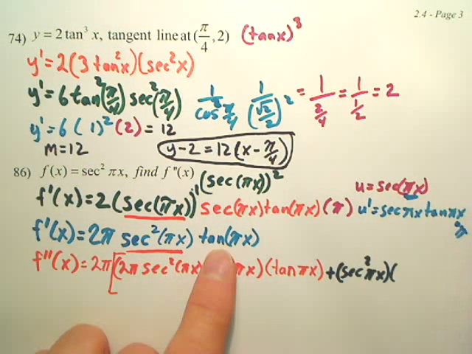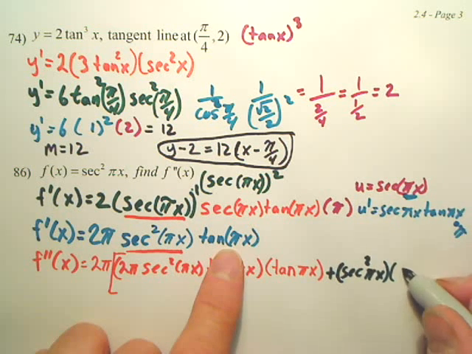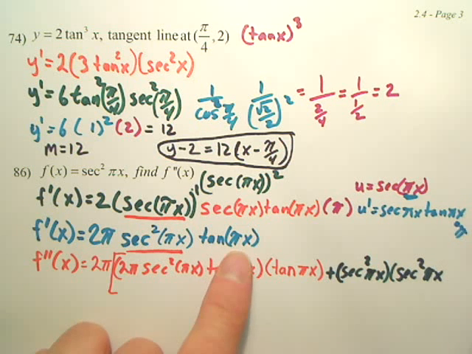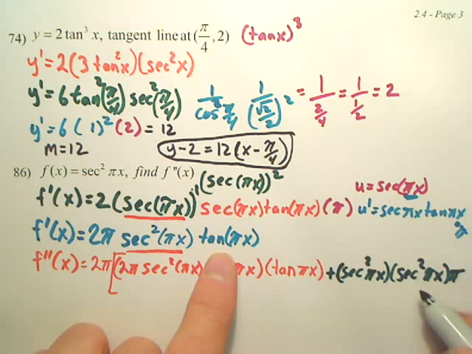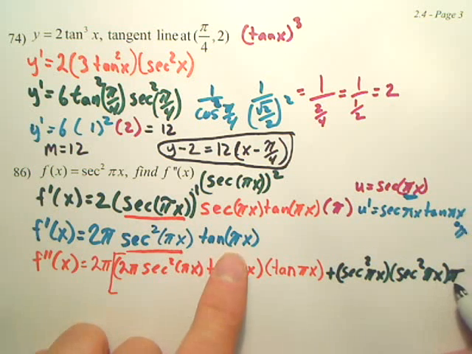Times, what's the derivative of tangent pi x? Well, tangent is secant squared, but don't you leave pi x? Isn't this a chain rule? The secant squared pi x, but don't you have to derive the pi inside? You also have to derive and multiply by pi. This is the chain rule. It's secant squared pi x times pi.